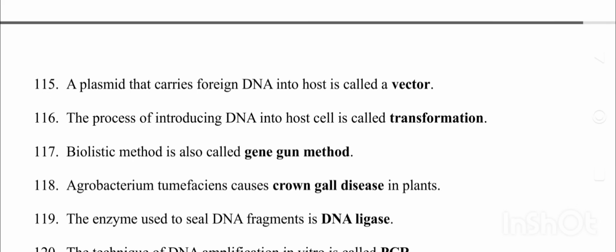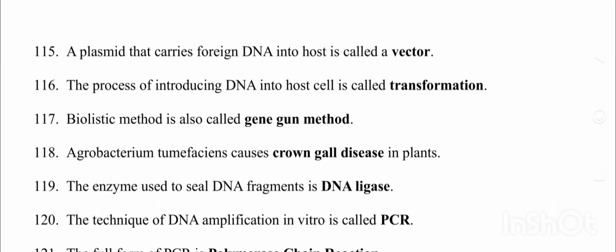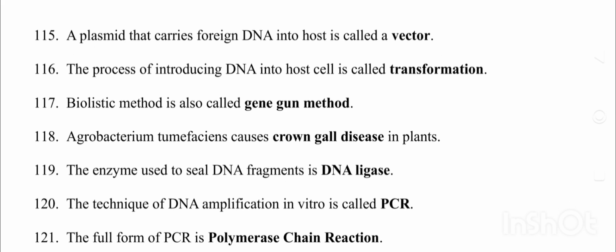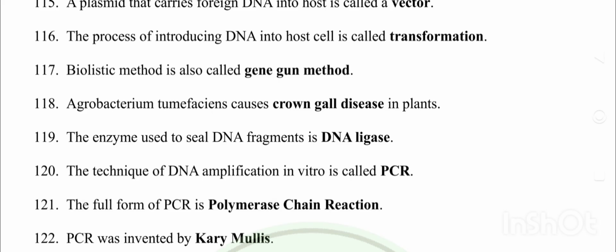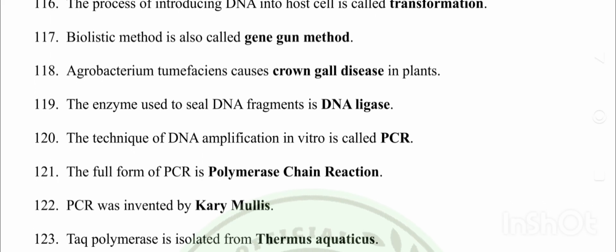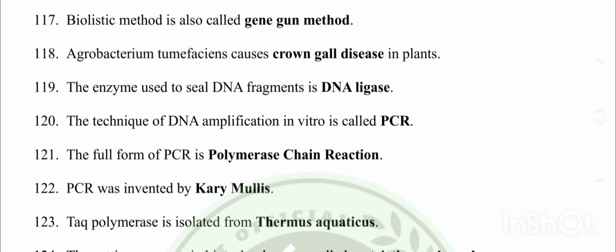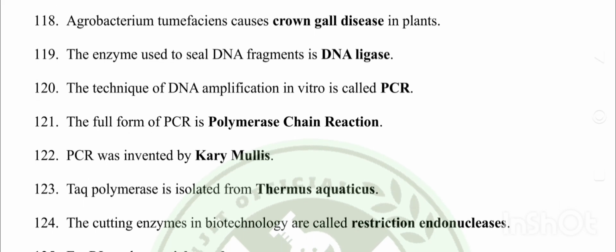116. The process of introducing DNA into host cell is called transformation. 117. Biolistic method is also called gene gun method. 118. Agrobacterium tumefaciens causes crown gall disease in plants. 119. The enzyme used to seal DNA fragments is DNA ligase.